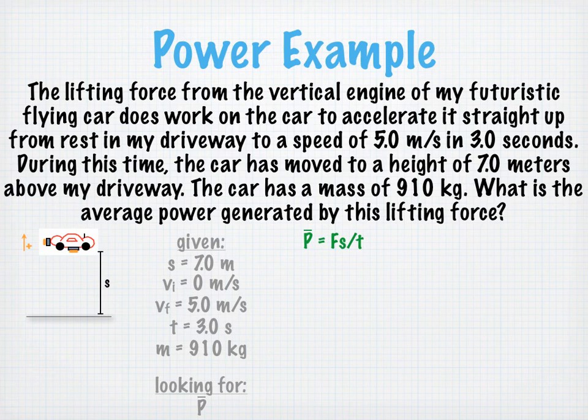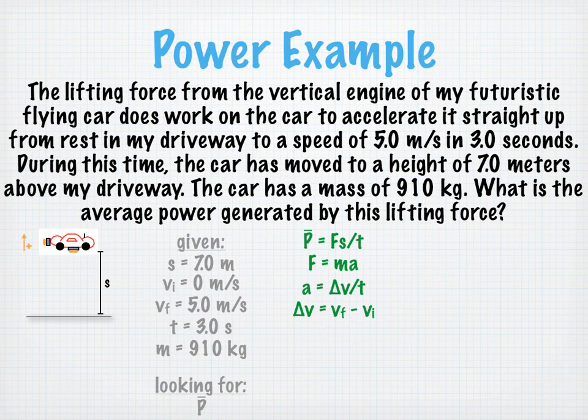How can we find force? Force should equal the mass times the acceleration. And how do we find the acceleration? Average acceleration is the change in velocity over time. The change in velocity is equal to the final velocity minus the initial velocity.